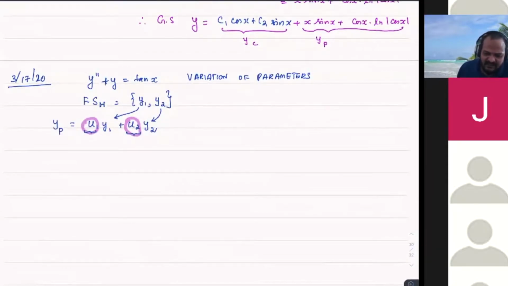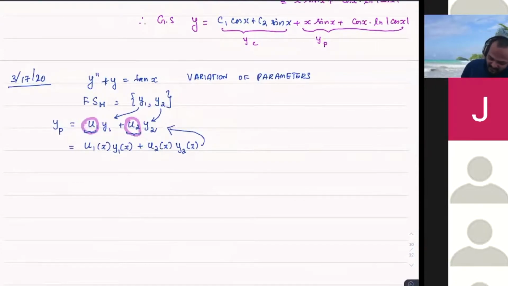There is a nice and easier way. By the way, just in case, let me rewrite it again. Here u1 is not a constant, u1 is a function, so it's u1 of x, and y1 is also a function, y1 of x, plus u2 of x and y2 of x. But from now on, for brevity, to keep it simple, I'm going to write it that way. But make sure that these are functions, right? All right, so how do we figure out u1 and u2?